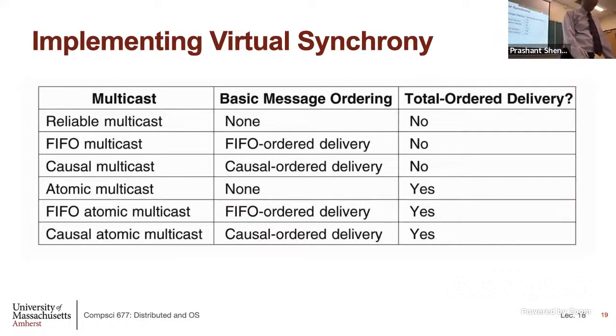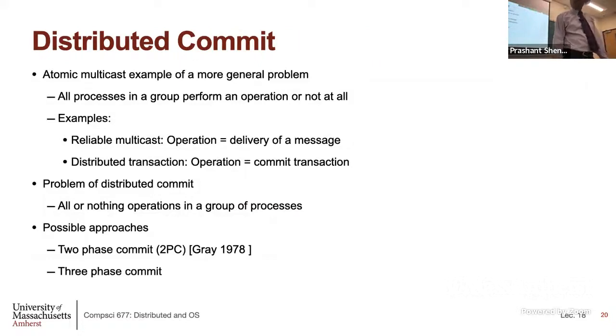All right. So I'm now going to talk about the last problem briefly. We'll continue this in the next class. We won't be able to finish everything here today. But I'll introduce this problem of distributed commit. Distributed commit generalizes the problem of atomic multicast, where we were trying to do all or nothing. There are many scenarios where a group of processes in a distributed system must either all perform an operation or no one performs the operation. That's a nice property to have if you want to maintain consistency or you have replicated databases and things like that.